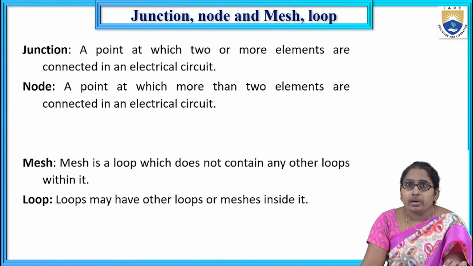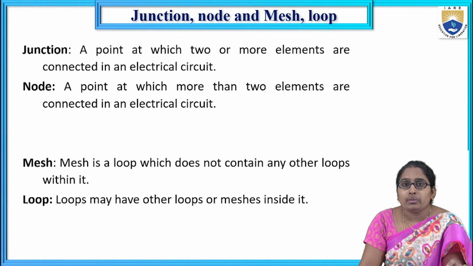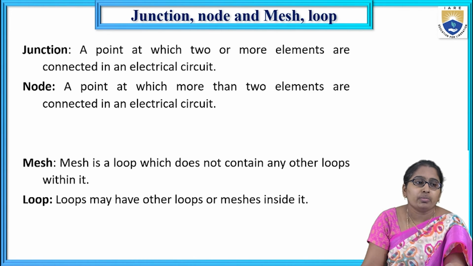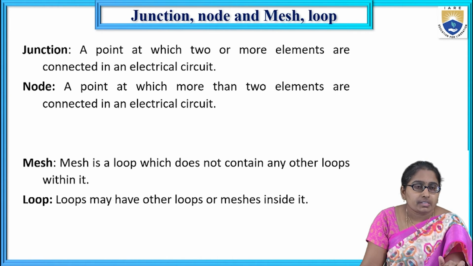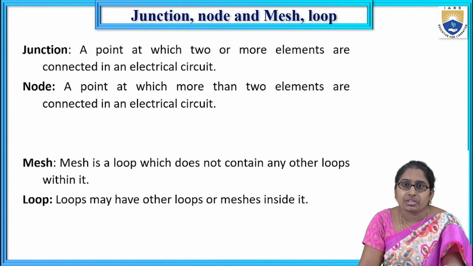Next, node. What is meant by node? It is a point at which more than two elements are connected. See the basic difference. When we call something a node, it means a point in a circuit where more than two elements are connected. Junction means if simply two elements are connected, that becomes a junction. Minimum two elements is sufficient, and more elements may also be there. Minimum two or more elements, that is called junction.